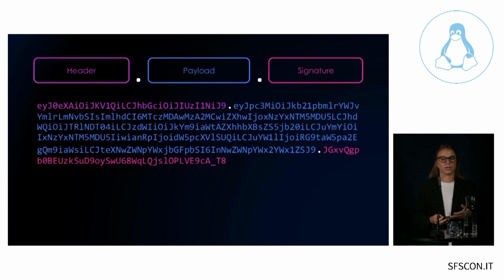Now onto JWT anatomy itself. JWT contains 3 parts, all separated by the dots: header, payload, and signature. Each part is by itself base 64 encoded.